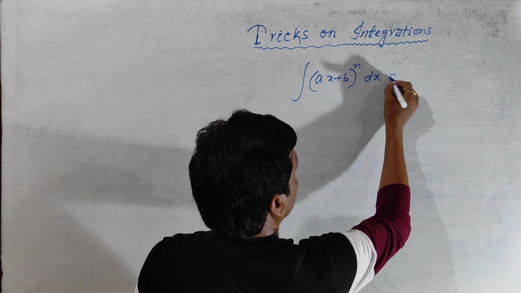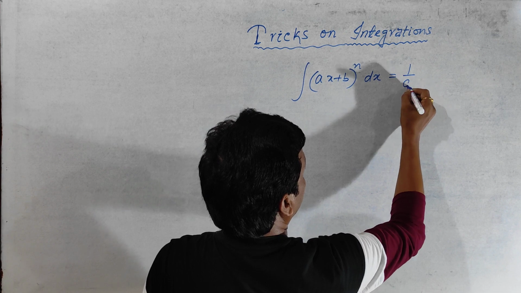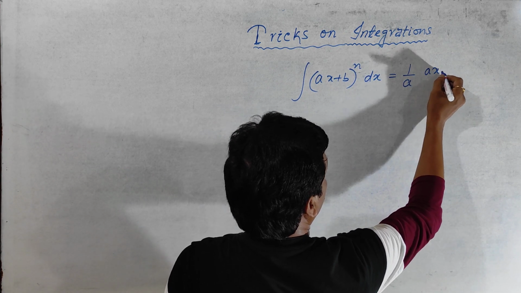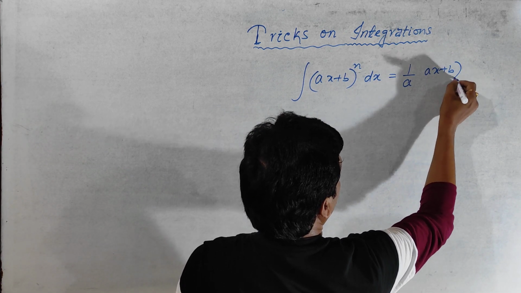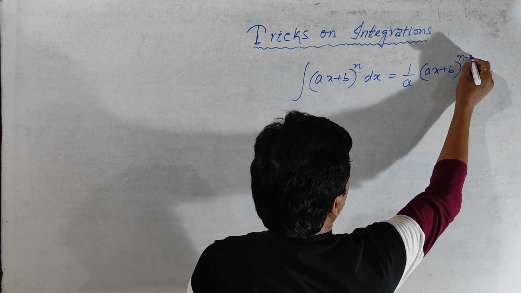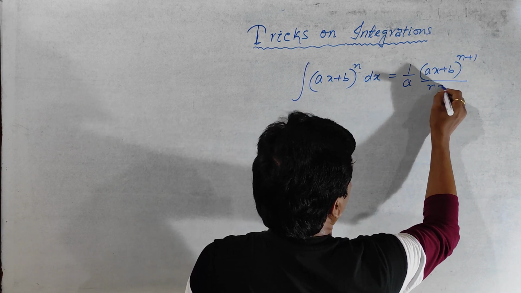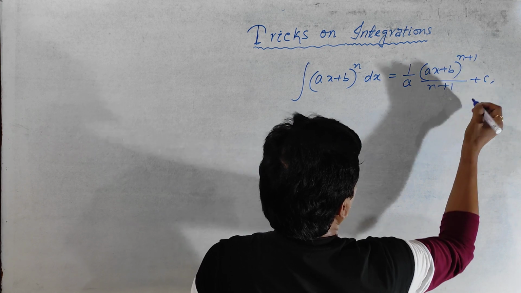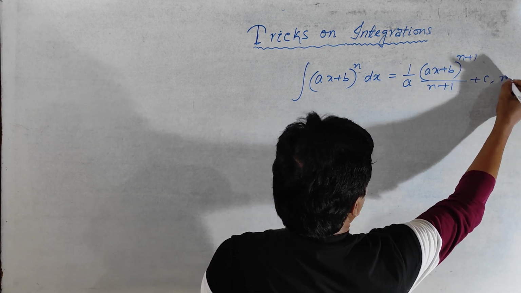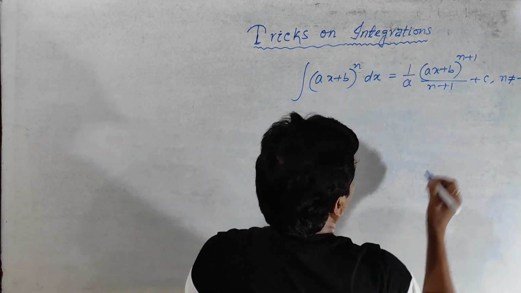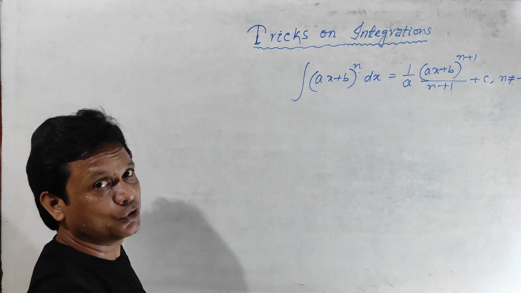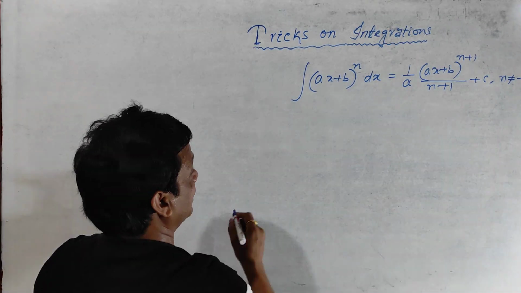The formula is 1 by a into (ax plus b) to the power n plus 1 upon n plus 1, plus c. Condition is n is unequal to minus 1. So how to prove this formula?